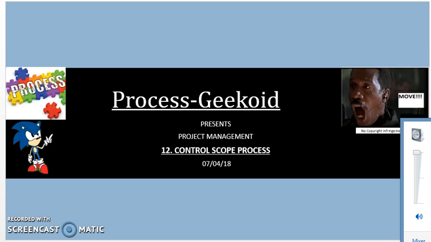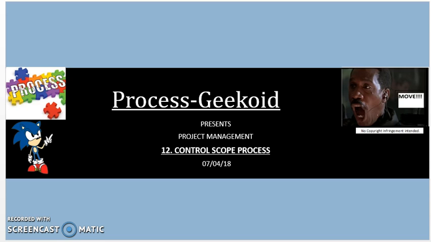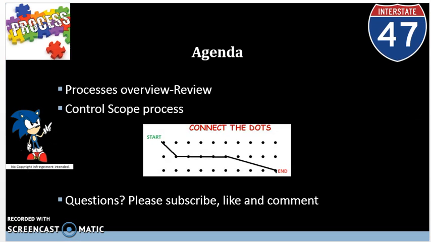Today's agenda will be going over reviewing the PMBOK process table as well as the 12th process, which is the control scope process. This process occurs at the intersection of the scope knowledge area and the controlling process group. With this process concludes the scope knowledge area.